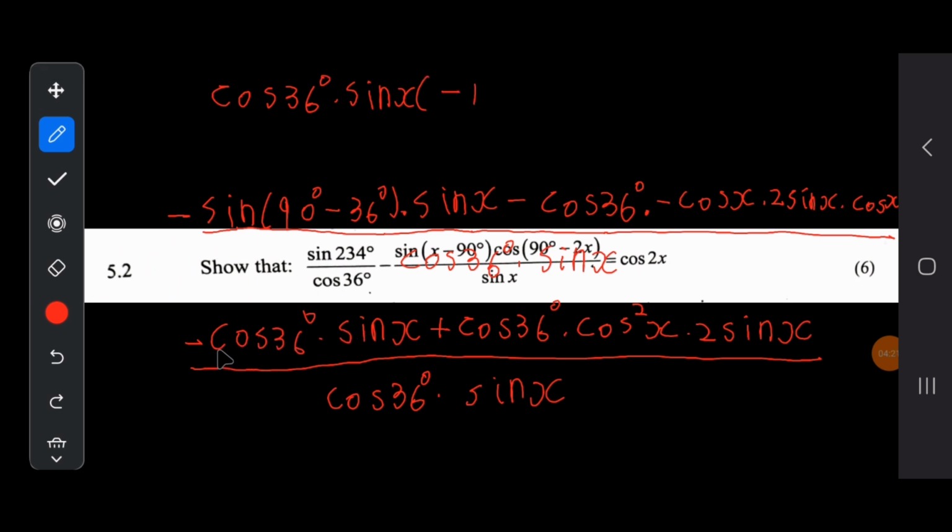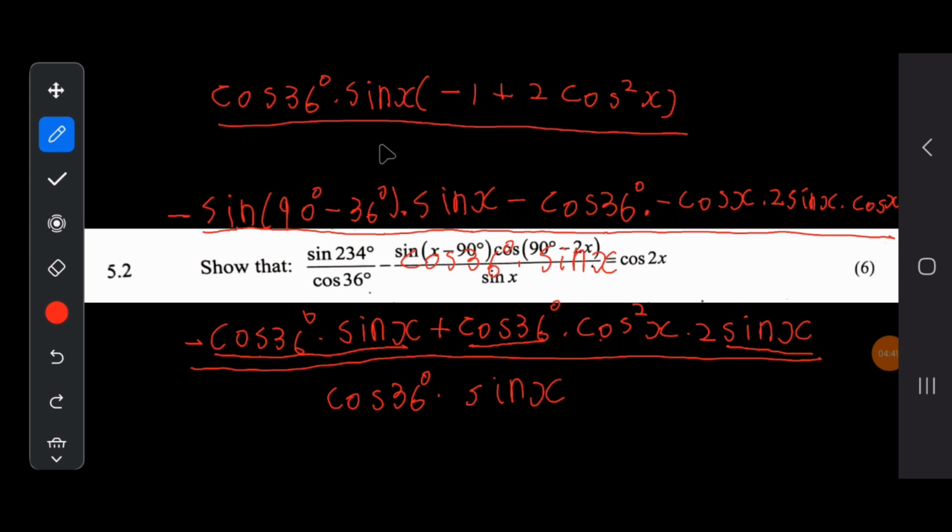Negative 1 in this instance, right? If we remove everything here, we are left with negative 1, plus. Cos 36 and sine x are out. Cos 36 has been removed, sine x has been removed. So you're left with what? Cos squared x times 2, or you can write it better by saying 2 cos squared x. Close the brackets. All over what? We still haven't forgotten our cos 36 degrees multiplied by sine x.